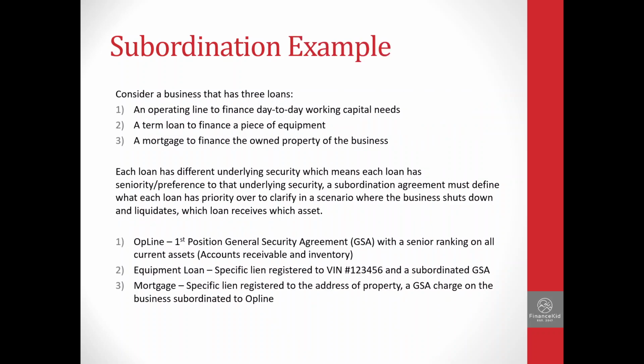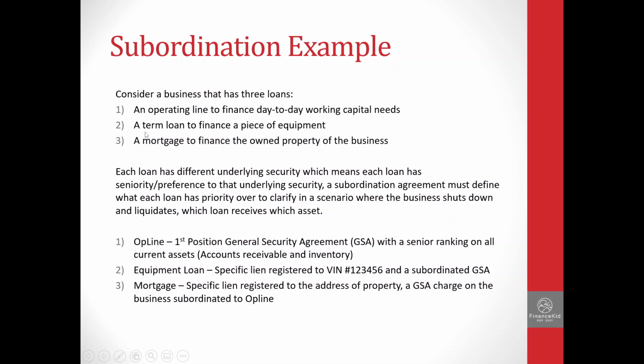So let's look at an example, because I've been rambling on about senior and junior and so on. So consider just a commercial business, like a manufacturing company, okay? They have an operating line to finance their day-to-day working capital needs. And so operating lines are typically financing accounts receivable and inventory minus current liabilities. By the way, it's a definition I covered in the part 1 video. And so that's the security that an operating line typically uses.